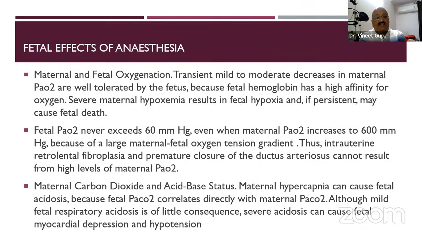Then fetal effect of anesthesia. Maternal and fetal oxygenation. Transient mild to moderate decrease in maternal PO2 is well tolerated by the fetus because fetal hemoglobin has a high affinity for oxygen, one. Second, severe maternal hypoxia may result in fetal hypoxia and if persistent may cause fetal death. Second is actually the oxygen dissociation curve. Fetal PO2 never exceeds 60 mm Hg even when maternal PaO2 increases to 600 mm Hg because of a large maternal fetal oxygen tension gradient. Thus, intrauterine retrolental fibroplasia and premature closure of ductus arteriosus cannot result from high level of maternal PaO2.